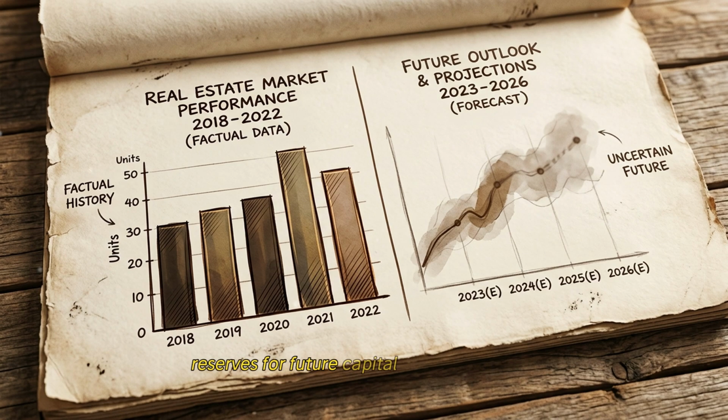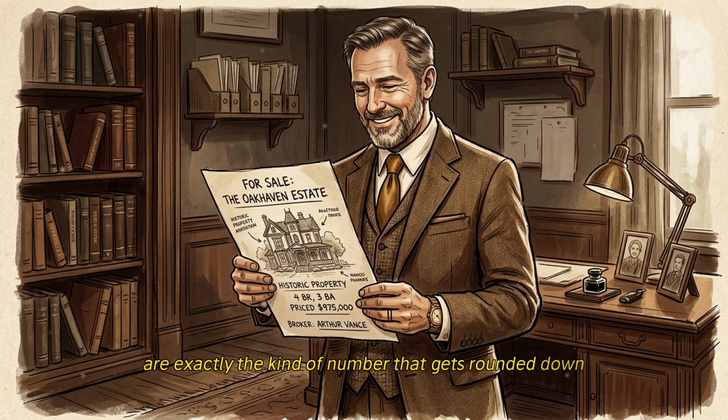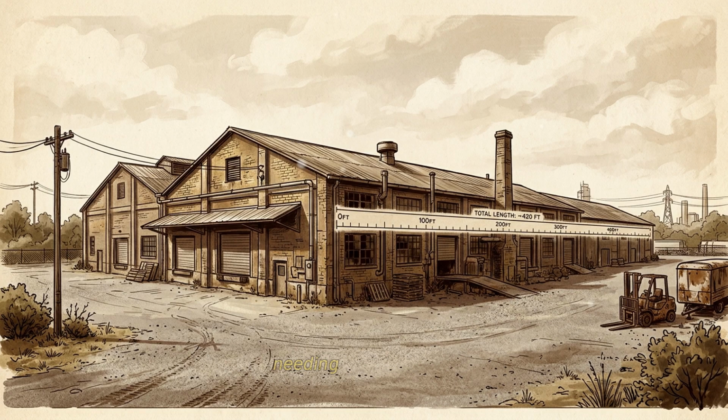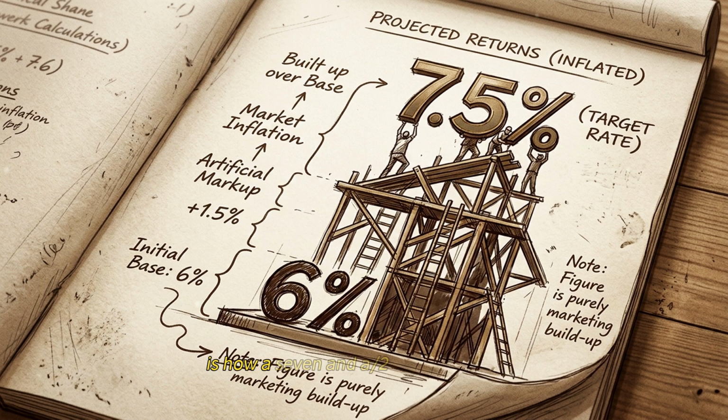Reserves for future capital expenditures are, by their nature, a projection rather than a hard historical cost, and projections are exactly the kind of number that gets rounded down or left out entirely when someone wants a listing to look stronger. A broker's pro forma showing $0 in reserves isn't lying, technically. A building might genuinely go a year without needing a major repair. But 0 is rarely the honest long-run average, and pretending otherwise is how a 7.5% number gets manufactured from a building that actually performs closer to 6.